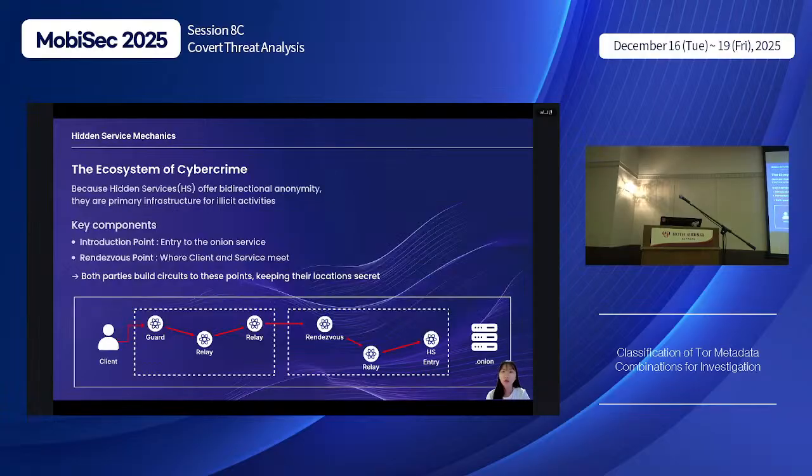Hidden services provide mutual anonymity through introduction points and rendezvous points. The onion service selects random relays as introduction points and registers a service descriptor without exposing its IP. When a client accesses an onion address, it selects a relay to serve as its rendezvous point. The rendezvous point enables connection to the hidden service without revealing the client's IP. Because both sides remain hidden, services are often exploited for illicit activity.